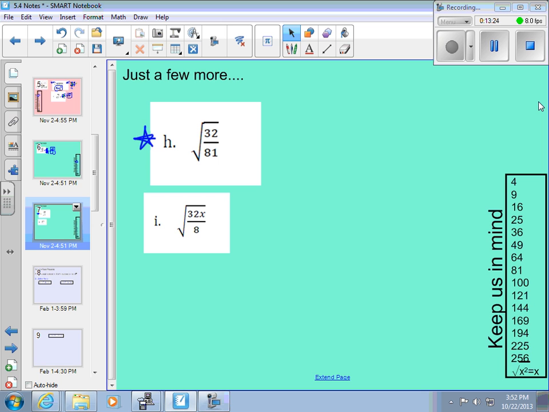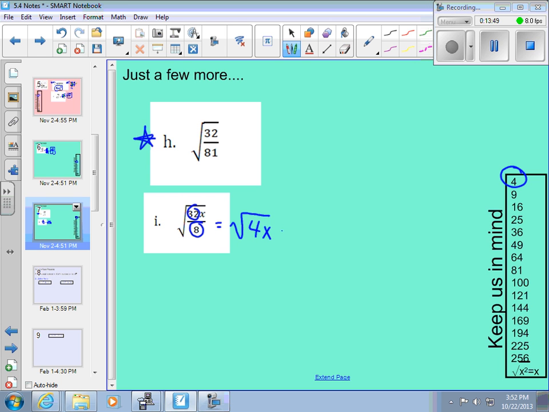This one, we kind of got some variables and numbers, but again, see if you can simplify first. And if you look at this one, 8 happens to go into 32, so we can simplify this one as square root. 8 goes in there 4 times, 4x. Now you want to simplify any farther. Can we simplify either one of those? Well, 4 is one of our perfect square numbers.